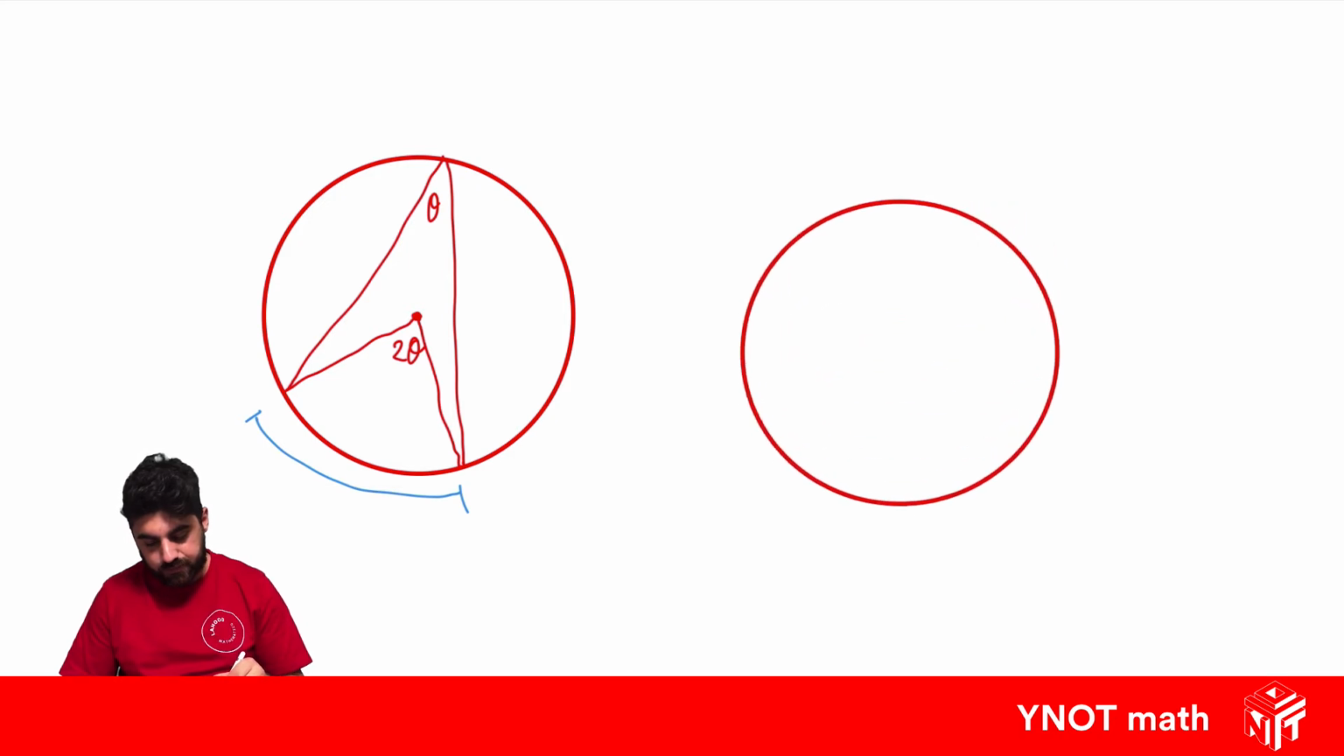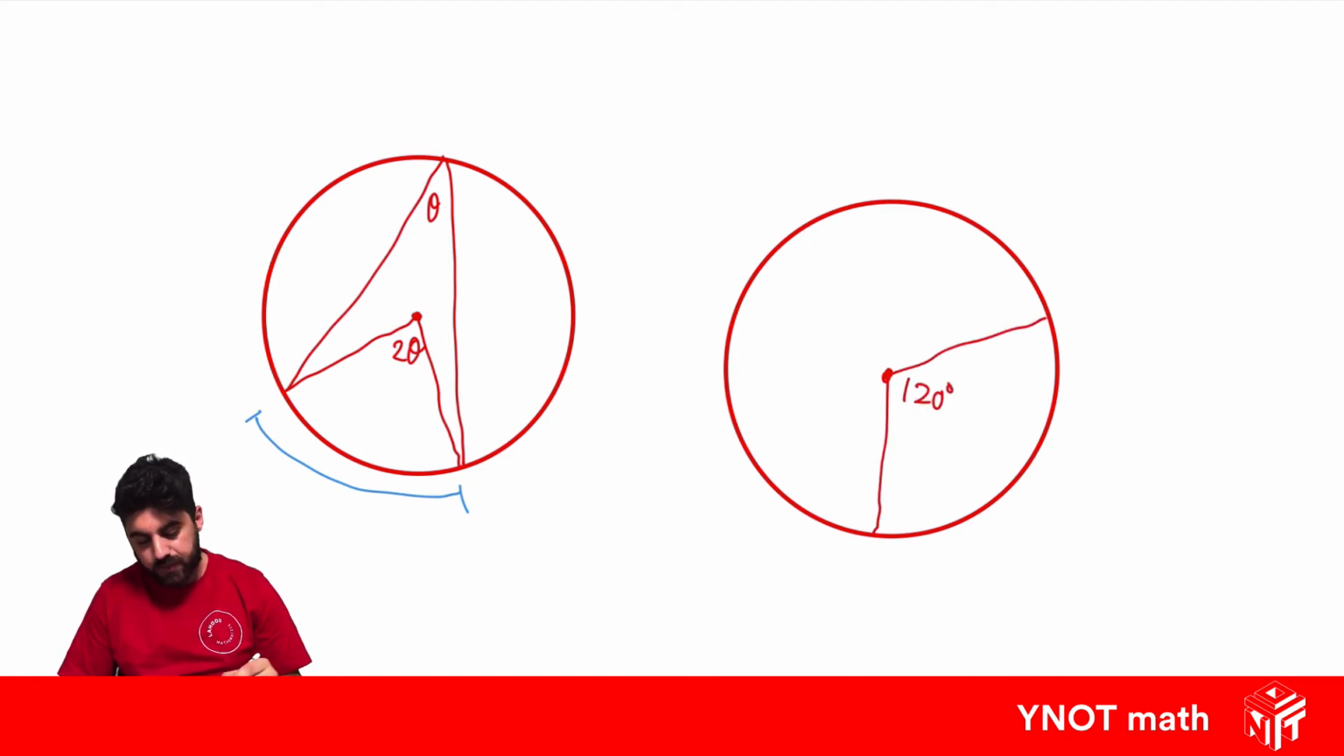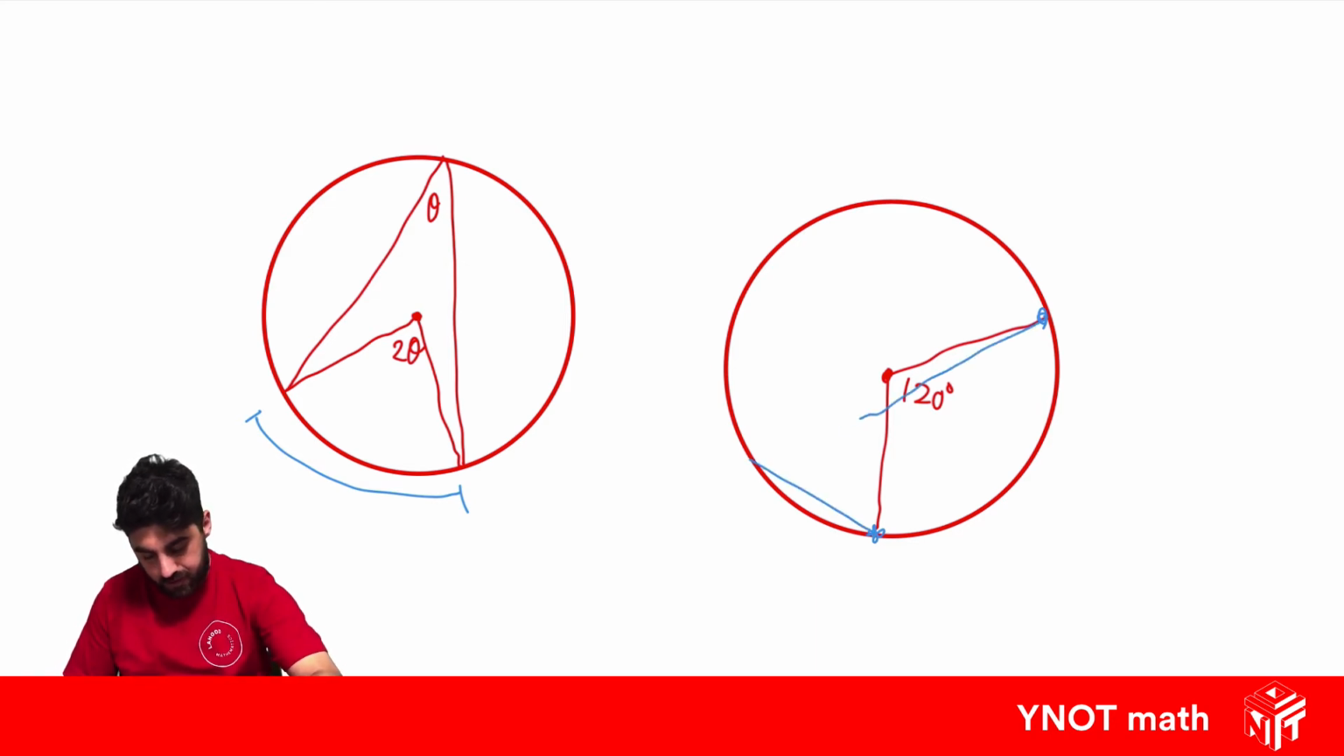So let's draw another circle in and put our center in. If we had 120 degrees at the center here, this is the arc that we've used to make the 120. If we draw any angle from there to any point on the circumference, so let's say from there to there and there to there, the angle at the center is twice the angle at the circumference, so that's 60 degrees.